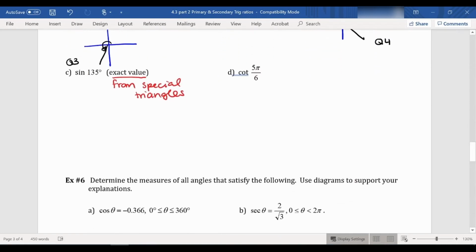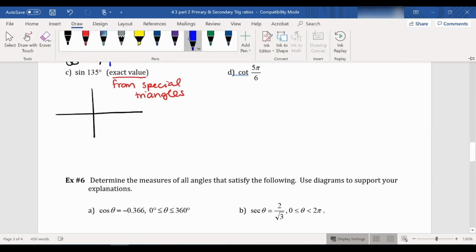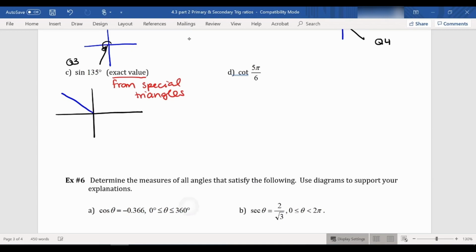Next one, sine of 135 is an exact value from special triangles. So 135 degrees should be in quadrant 2. As soon as we're doing special triangles, we need to draw in our triangle, write in our reference angle, which in this case would be 45, and label our special triangle. 45 degrees is a 1, 1, root 2 triangle.